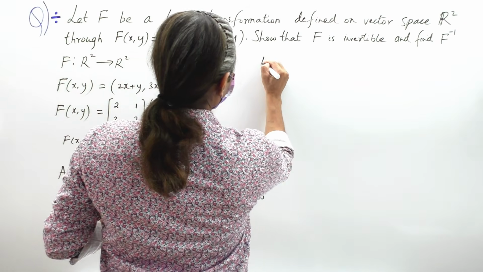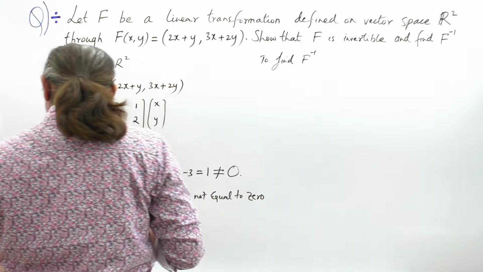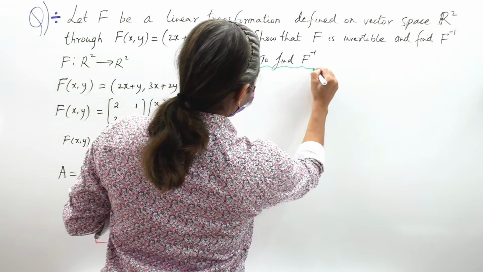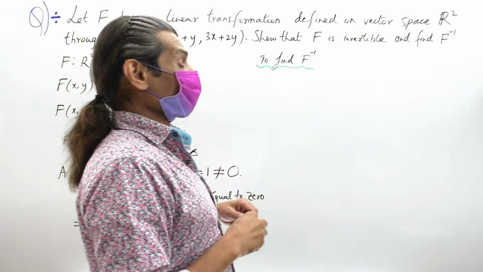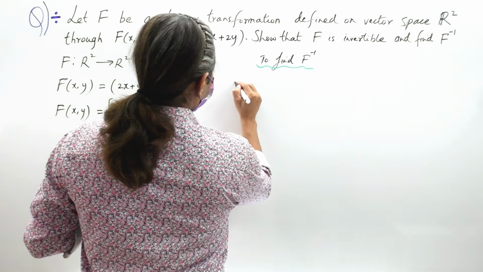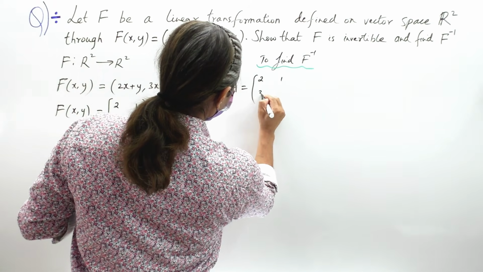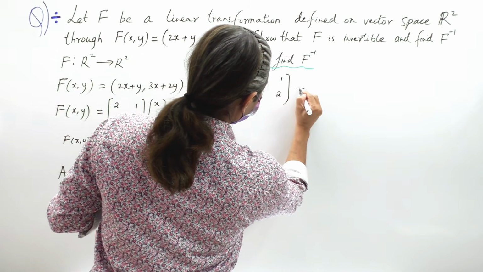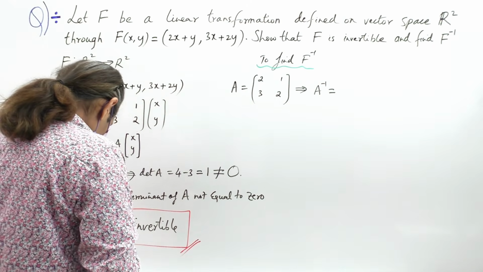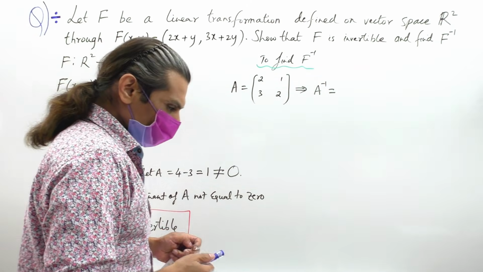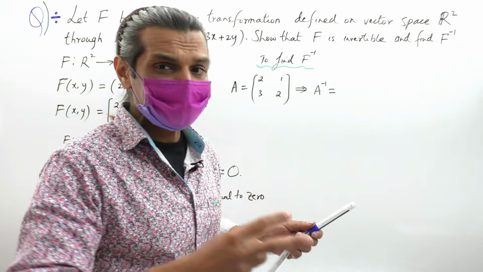I write here, to find F inverse. Okay. Now to find F inverse, we need to find A inverse. I'll show you why we need that. But first, let's find A inverse here. Now, as we have A is equal to [2, 1; 3, 2] implies A inverse will be equal to, see, we can find A inverse in two ways. One is the traditional which you have learned in your 11th and 12th standard, that is the formula. That is because it's a simple 2x2 matrix.